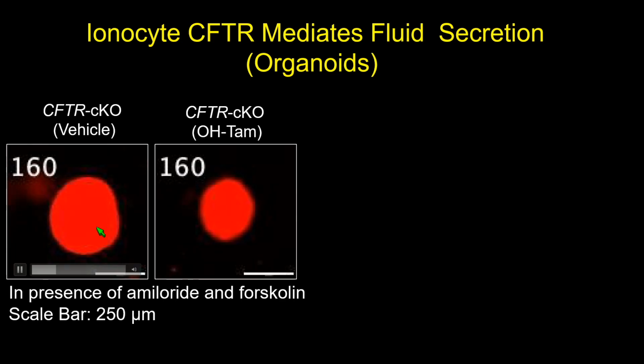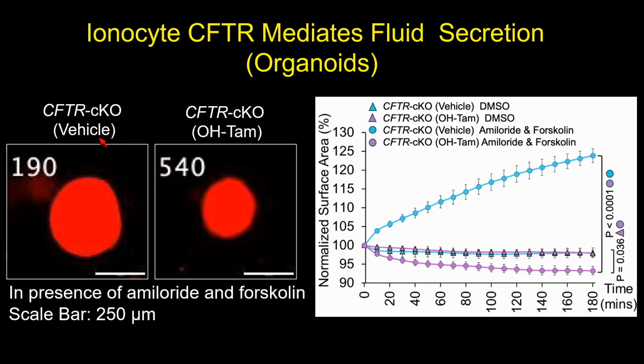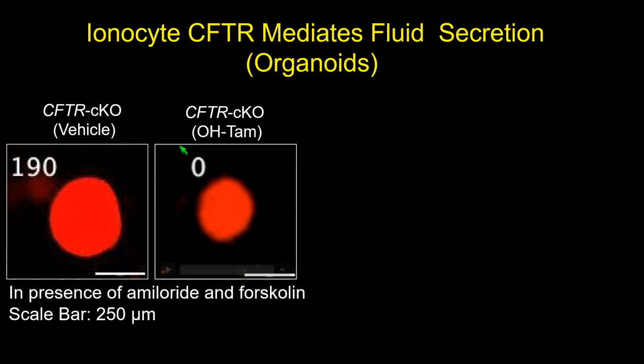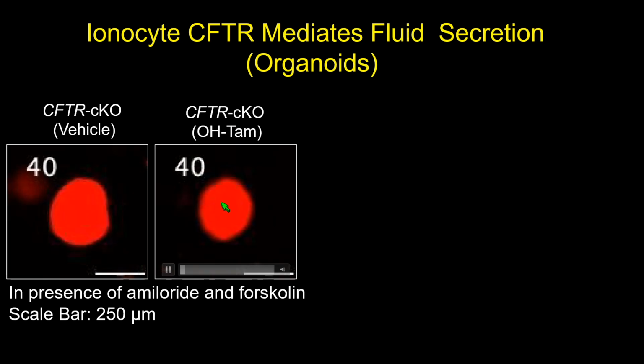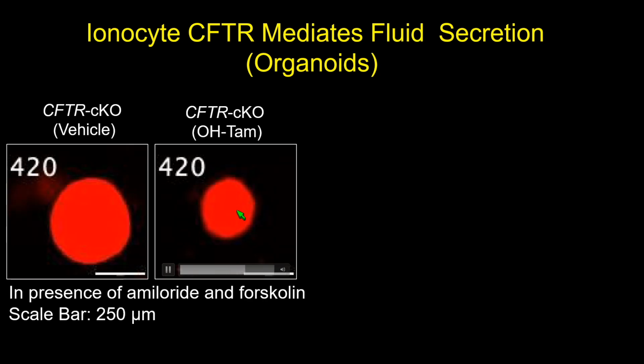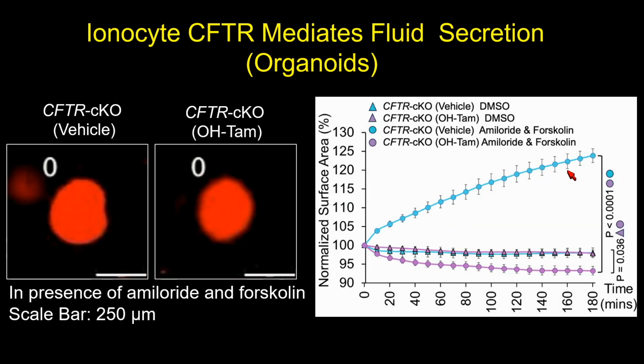And really, ultimately, we felt that using an organoid model, which we have here, conditional knockout with vehicle, you can see swelling. And if one knocks out with hydroxytamoxifen, so this organoid doesn't have CFTR in ionocytes, one sees it's not swelling. And you can quantify this as the integrated area under the curve, and there's really a significant difference between vehicle treated and CFTR knockout.